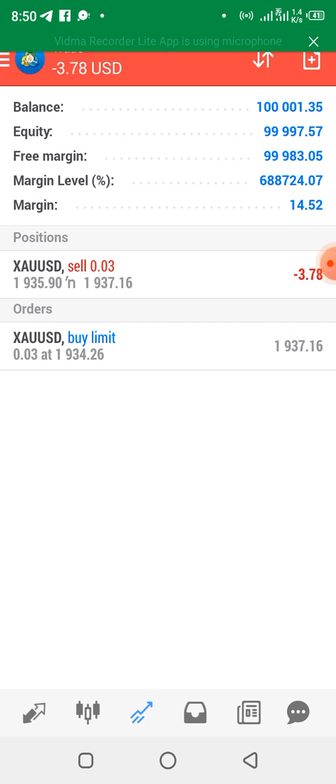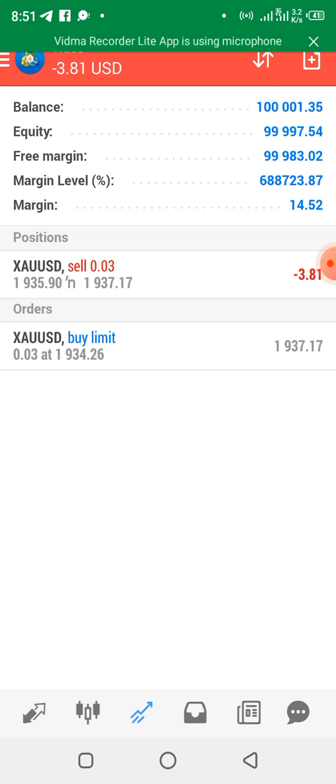You can see it's running, it is in minus $3.87. All right, the price is fluctuating. But look at this other one that is under orders. This one is position. This one is orders. It has not been activated yet.